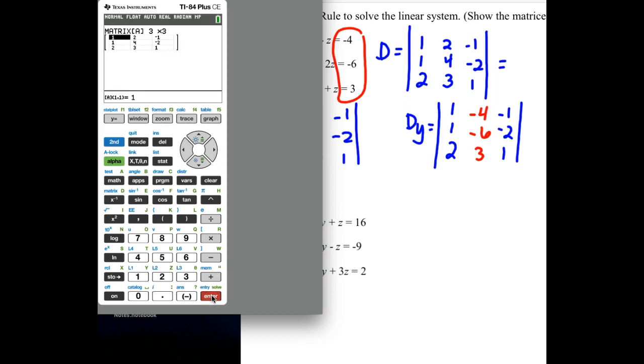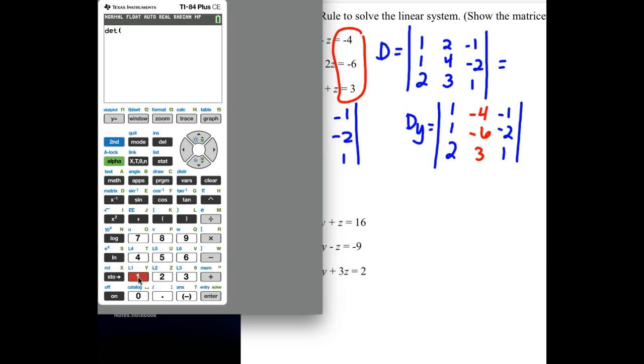Now, it's your choice. You could set up all four matrices first. I tend to just keep using matrix A over and over again, because once I tell it to find the determinant of A, I don't have to keep repeating that command. Okay, so I'm going to leave that as my matrix A. Quit out of it. Go back into matrix again. This time I want you to go over one to math. And you see the very first option says DET. It's going to find the determinant for us.